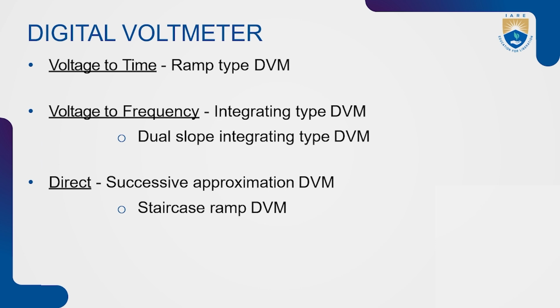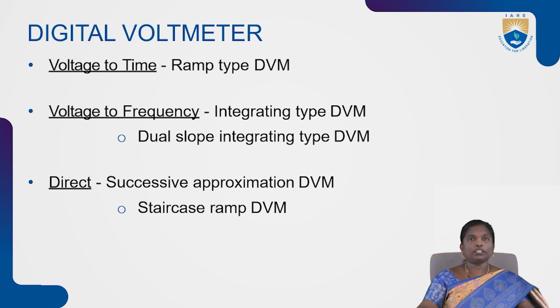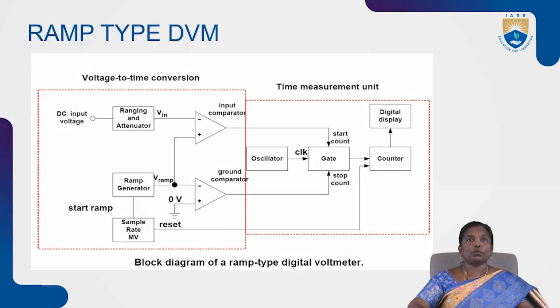In voltage to time conversion, we have the ramp type of DVM. Today we are going to study this ramp type of digital voltmeter. This is the construction of the ramp type of digital voltmeter. It is mainly used to convert voltage to time.